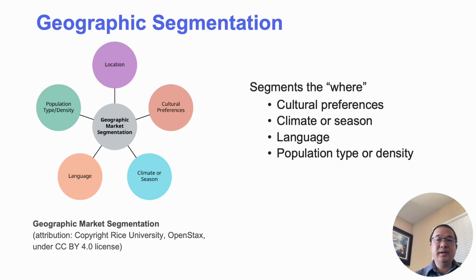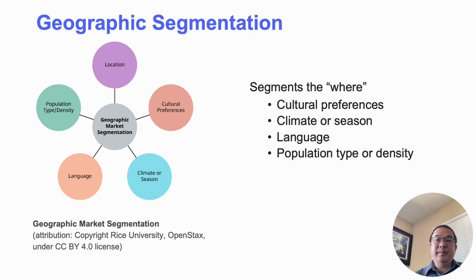Number 1, location. This is where customers are located. Examples could be the country, such as the USA, Canada, or China; the state, California or Texas; region, West Coast or East Coast; and city, New York or San Francisco. Number 2, cultural preferences. People in different regions have different customs, traditions, and food preferences. Examples include vegetarian food in India, spicy food in Mexico, rice dishes in Asia. As an example, Coca-Cola changes advertising messages to fit local cultures.